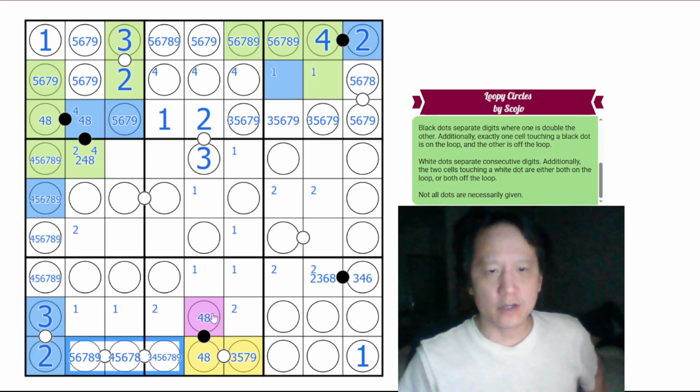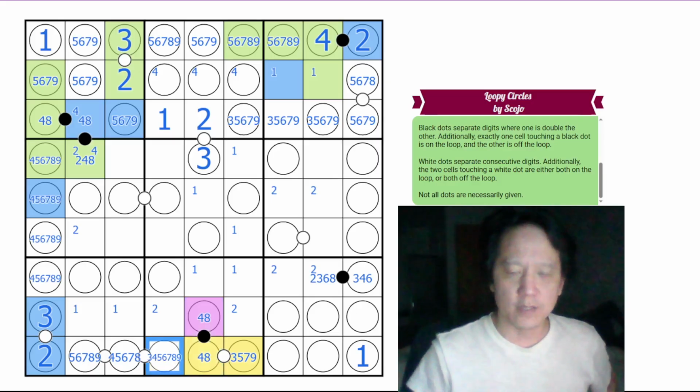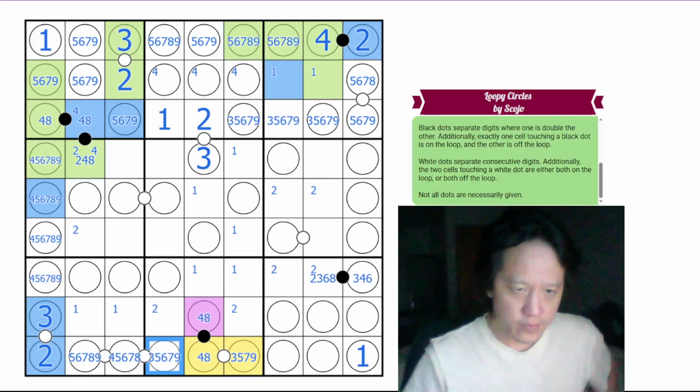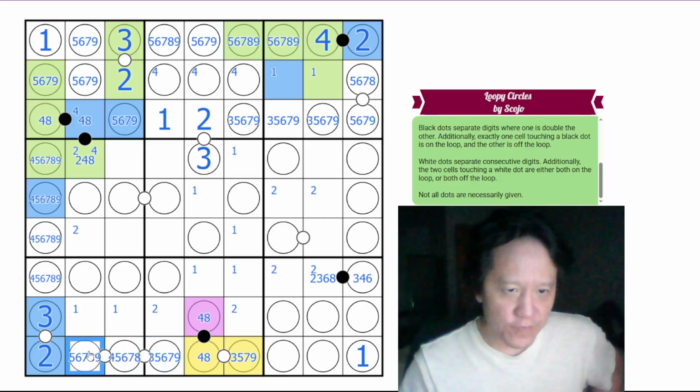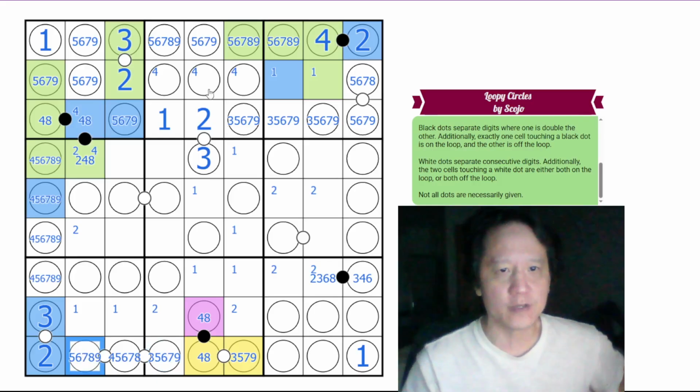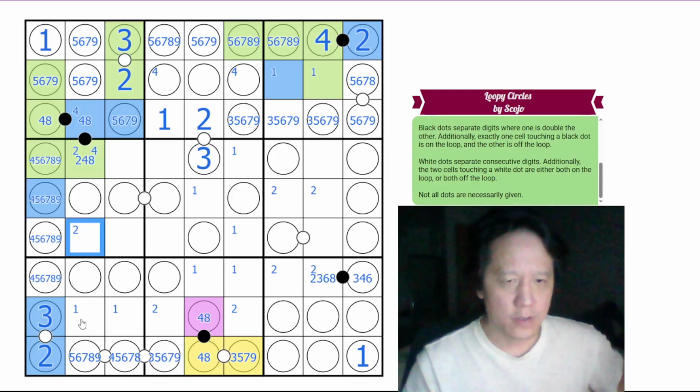Oh, this 4-8 pair eliminates 4 and 8 in the rest of the box. So this could be 3, 4, 5. It cannot be 4, 5, 6 here, because 4 can't be here and 4 can't be here. Also, this can't be 4 either. So this can't be 5 here, right? You would have to have 4 and 6 on the outside, and that's not possible there.